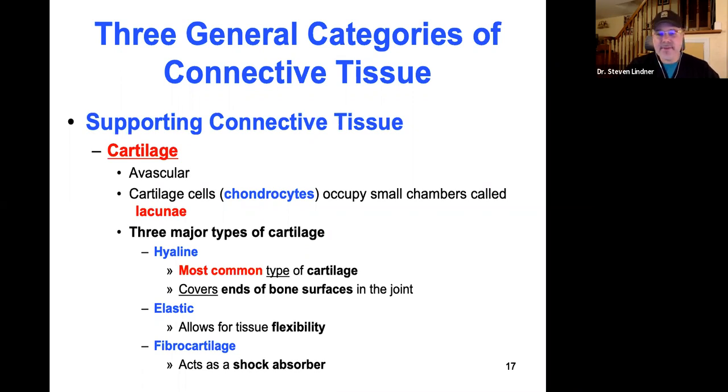Fibrocartilage, on the other hand, is the strongest cartilage of the body. Your intervertebral discs are fibrocartilage. It's a strong cartilage. The pubic symphysis, where your two pubic bones come together in the front, has a vertical disc there. Not horizontal like the discs between your vertebrae, the intervertebral discs. This one is vertical. It runs up and down. That's called the pubic symphysis.